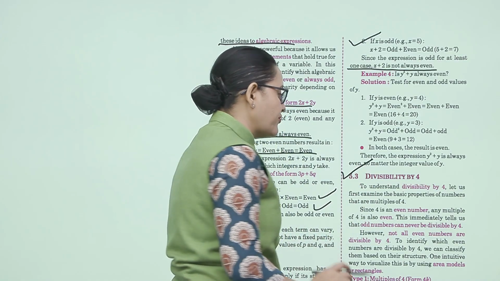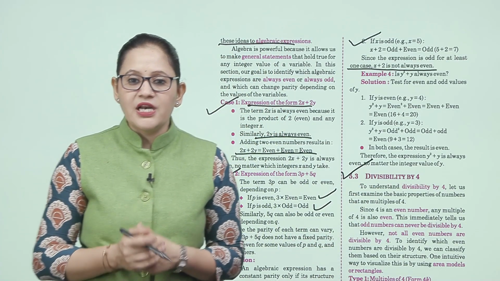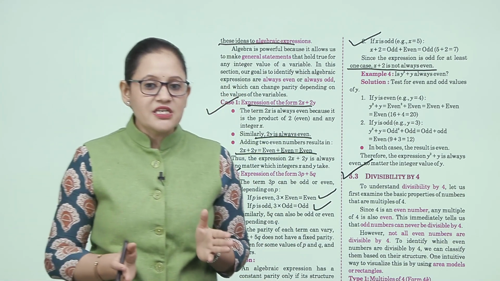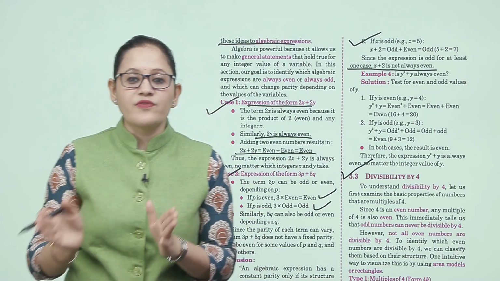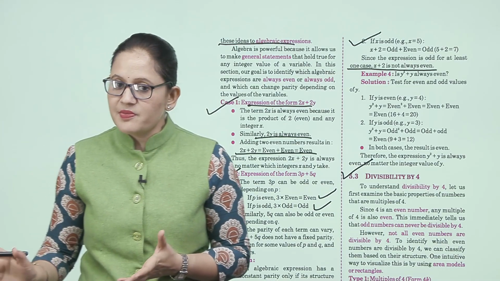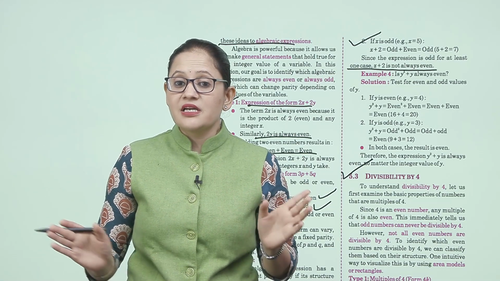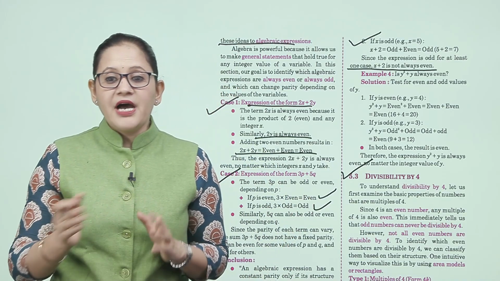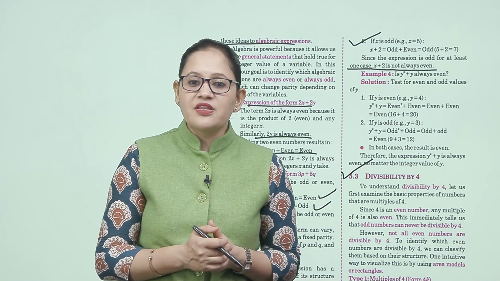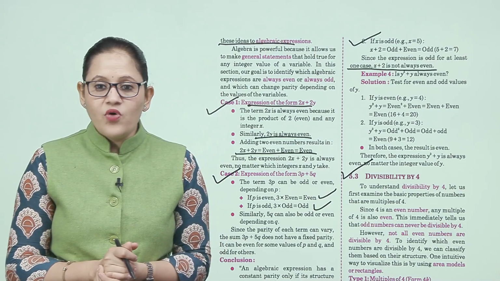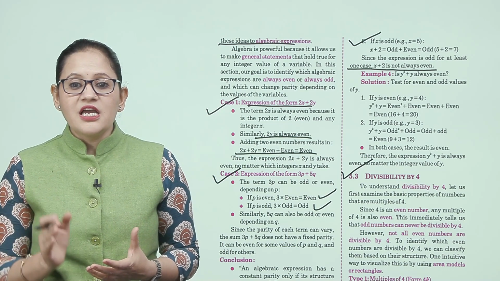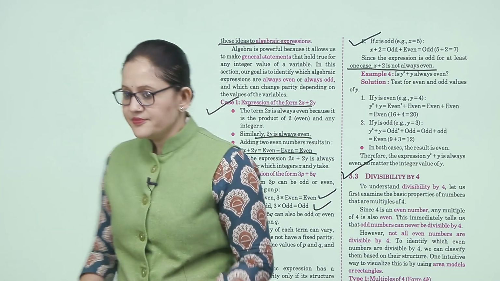Next is divisibility by 4. To understand divisibility by 4, let us first examine the basic properties of the numbers that are multiples of 4. Since 4 is an even number, any multiple of 4 is always even. This immediately tells us that odd numbers can never be divisible by 4. However, not all even numbers are divisible by 4. That we have to keep in mind. To identify which even numbers are divisible by 4, we can classify them on the basis of their structure. One intuitive way to visualize this is by using the area model of a rectangle.